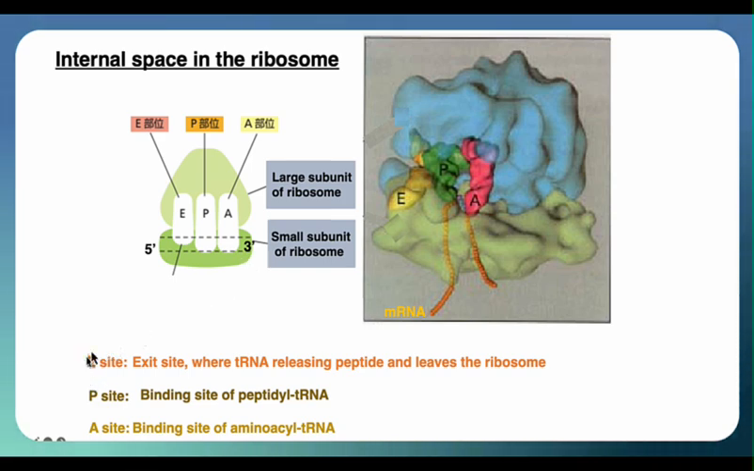The E site, short for exit site, is where the deacylated tRNA exits the ribosome after the polypeptide chain is released. The P site holds the tRNA carrying the growing polypeptide chain at its 3' end. The A site is where the incoming aminoacyl-tRNA binds, allowing the addition of the next amino acid to the polypeptide chain. The small subunit captures the messenger RNA in this manner.